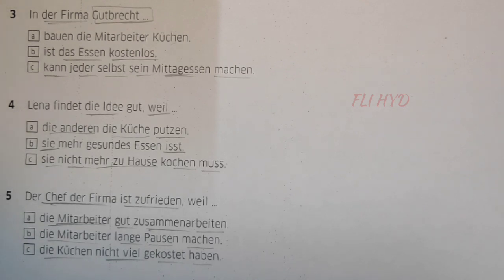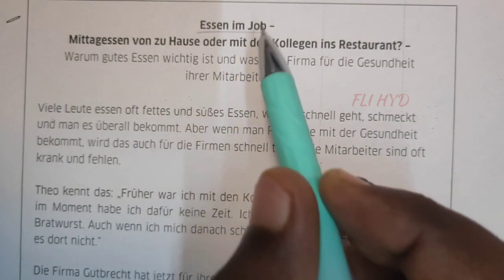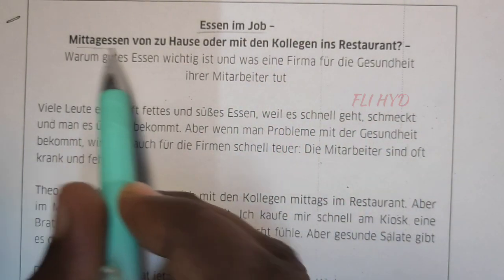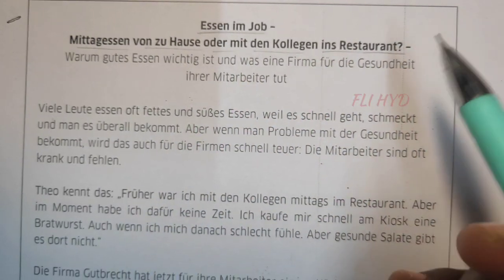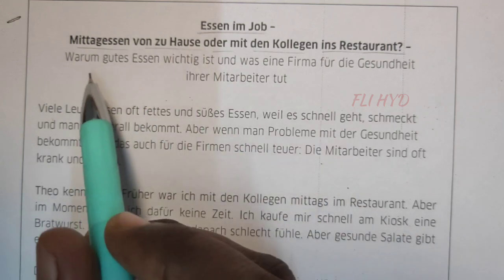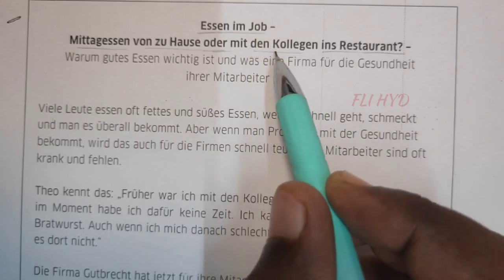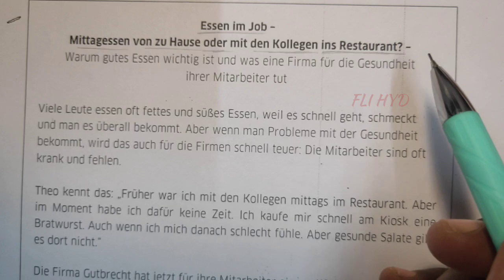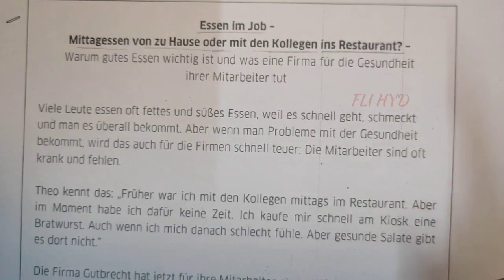Now let's go back to the text and we read the text carefully and we try to identify the answers. Now see the text. Essen im Job. Essen food. Food in the job. Mittagessen von zu Hause oder mit den Kollegen ins Restaurant. Mittagessen lunch. Von zu Hause, from the house, oder or mit den Kollegen, with the colleagues ins Restaurant, into the restaurant. Like we get the food from the house, or with the colleagues we go into the restaurant.